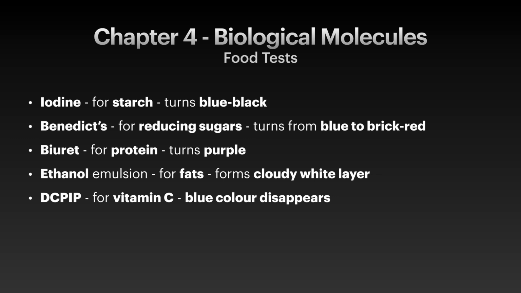The third test is the Biuret test for proteins. The Biuret reagent contains copper sulfate and sodium hydroxide. Add it to your sample. If protein is present, the solution turns from blue to purple or lilac. And if there is no protein, it stays blue.